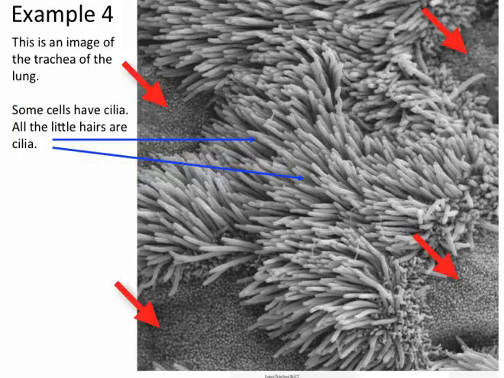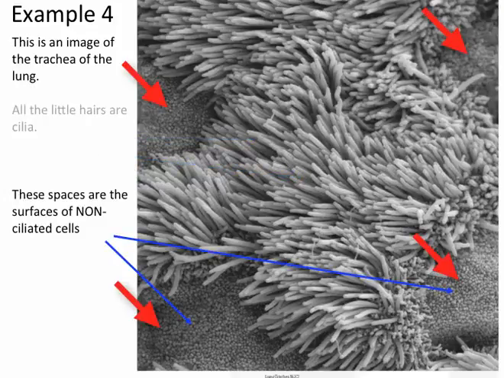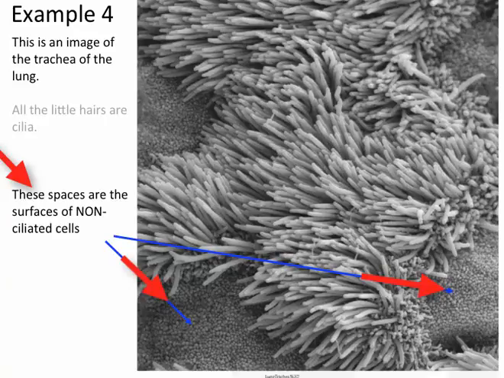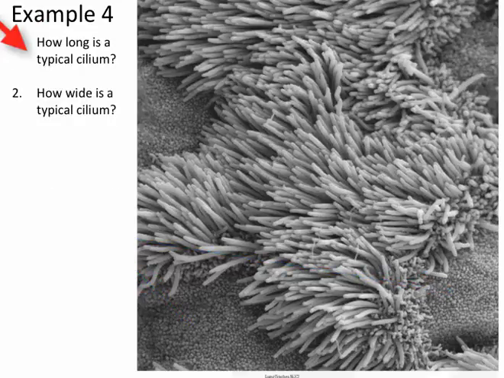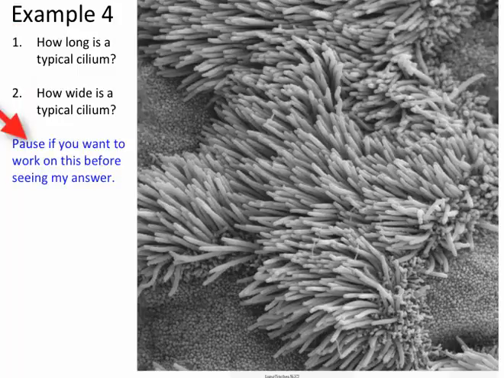The spaces with none of those little hair-like structures, the cilia, those are the surfaces of non-ciliated cells. Non-ciliated cells produce some of the mucus that helps trap particles and bacteria to be moved out of your lungs. Here are my questions. How long is a typical cilium, and how wide is a typical cilium? Pause here if you want to work on this before seeing my answer.